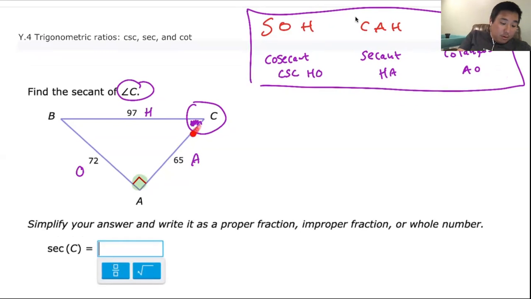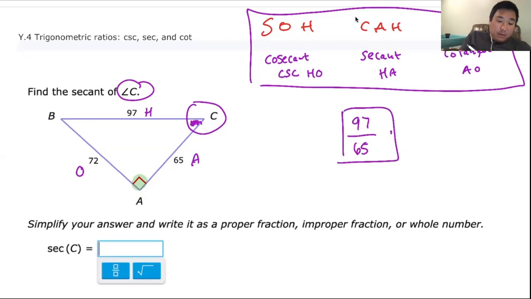Remember, this side right here touches the angle, so that's why it's adjacent. And this side does not touch, so that's why it's the opposite. Now I look for my code. I want the hypotenuse over adjacent. So the hypotenuse is 97 over, and the adjacent is 65. If you can simplify that, simplify it, but I don't think you can.